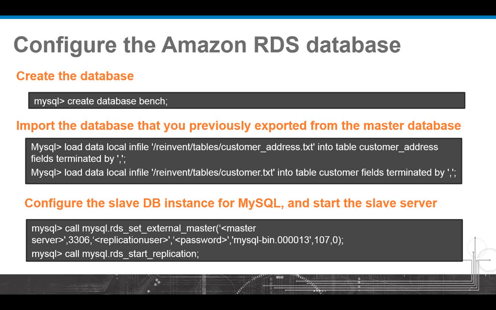Once that is done, you've already set up the replication user on your master, so you should use the RDS set external master command or stored procedure to establish the replication stream. If you see, the last two arguments here are related to the bin log position or coordinates that we collected in one of the previous steps. Once that is done, you can start the replication and catch up the delta.